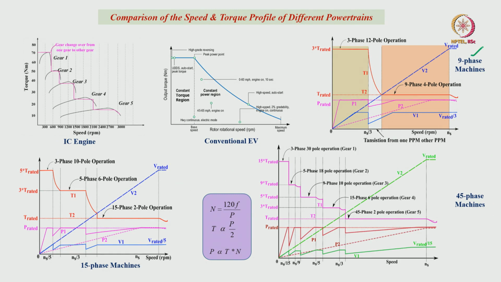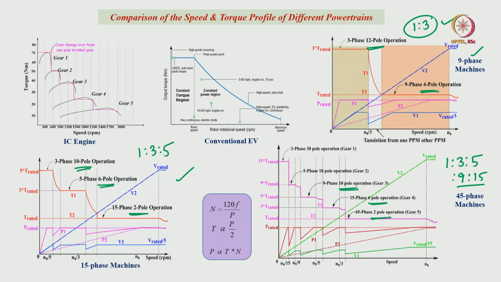For 9 phase machines, the speed change will be in 1:3 ratio, that is, we can change from 4 pole to 12 pole, and in 15 phase machine we can change from 2 pole to 6 pole and then 10 pole, okay, 1:3:5, and in 45 phase machine 1:3:5:9:15. We can change the number of poles from 2 pole to 6 pole and then 10 pole and then 18 pole and 30 pole.